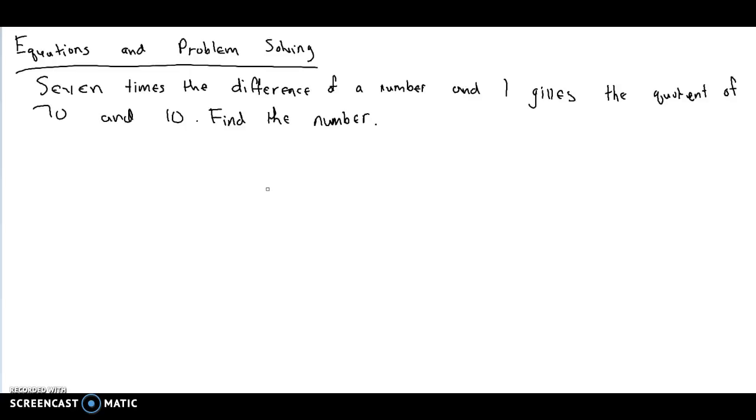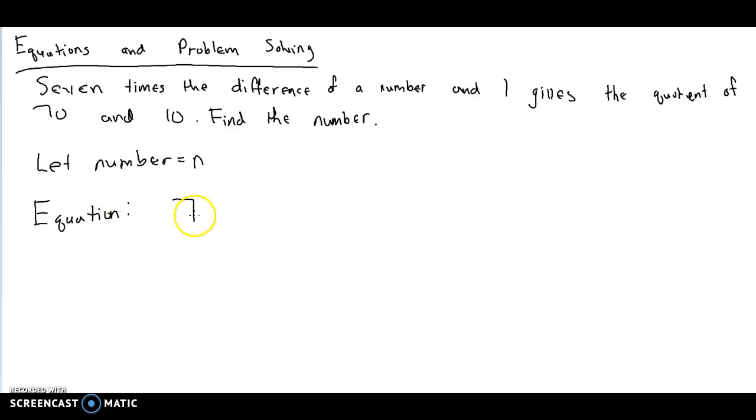So we're trying to find some number. That's our unknown quantity. Let's give that unknown quantity a variable. We're going to let this number, we'll call it n. So n is going to represent the number we're looking for. Now let's set up our equation, and we're going to go right from the information we're given in the problem. It says 7 times the difference.